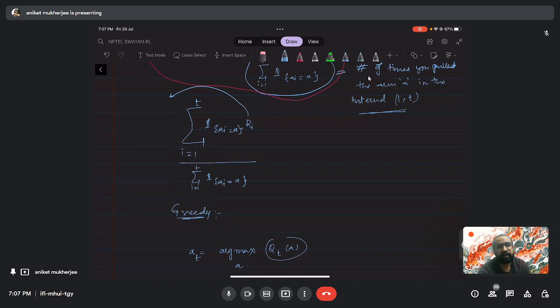Once sir introduces MDP and all, you will see how state trajectories also vary, what the probabilities are, how to model it, and how to not know the model and still try to learn the model. All those things we will go into.